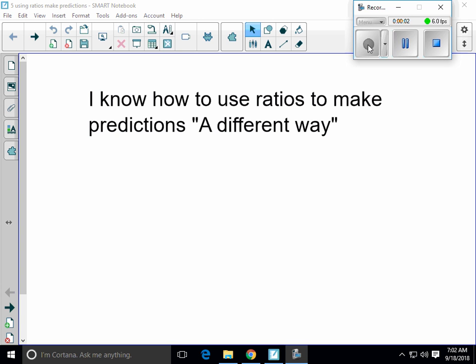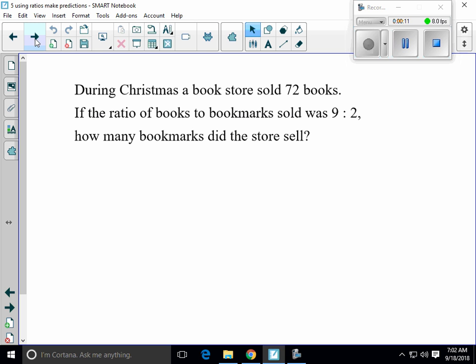The goal for this video is to still use ratios to make predictions. We're going to do it a different way than last time. Last time we used tables, so let's review how we did it, and then we'll show you the new way. I'm looking at this ratio, books to bookmarks. These problems should look familiar. They're the same ones we did last time, but we're going to do this another way.